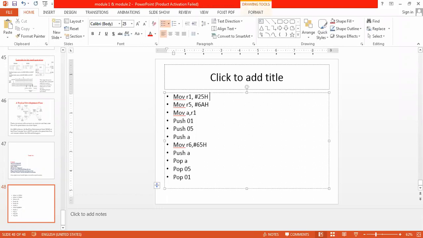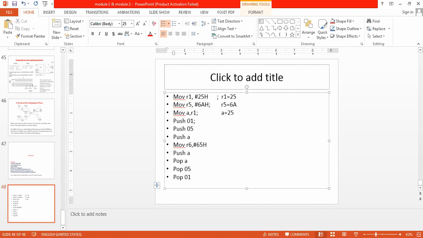Okay, so here what will happen? First, R1 value will be 25, correct? Then here R5 value will be 6AH. Then what? A value. What is A value? A is equal to R1. What is R1? 25. So A will be 25.